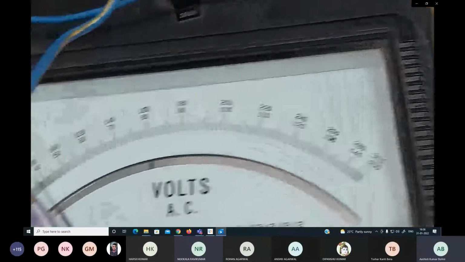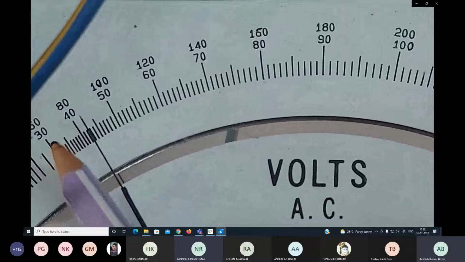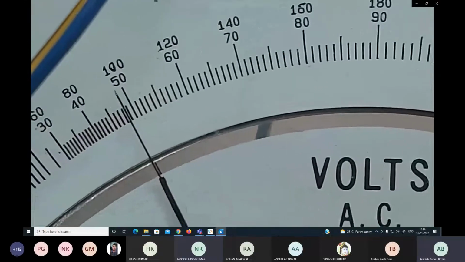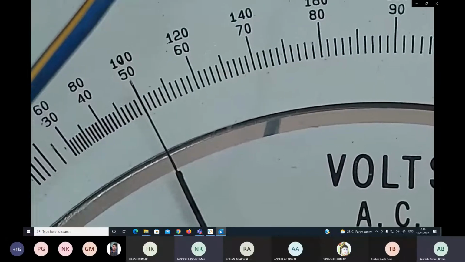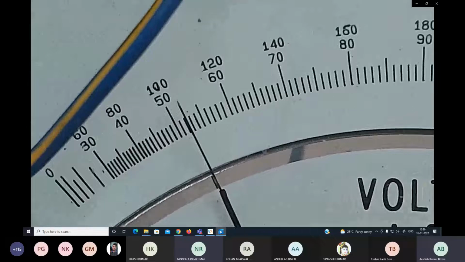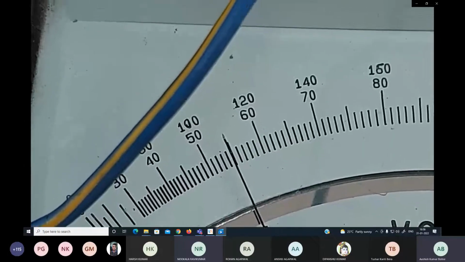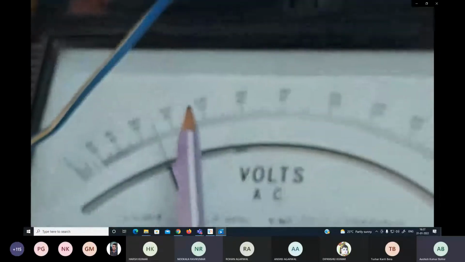Now it is increasing, I am just increasing the voltage. You see the indication increasing. It has reached 50, and we have to go to 55, so I increase a little bit, 5 more. Now it is 55. You see, this is the primary voltage, 55. Now see the secondary voltage here.